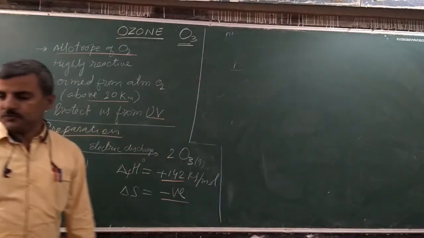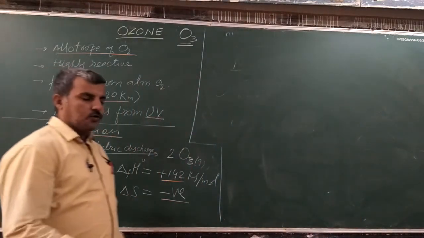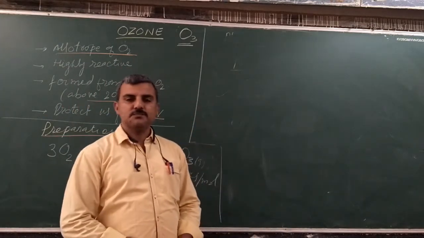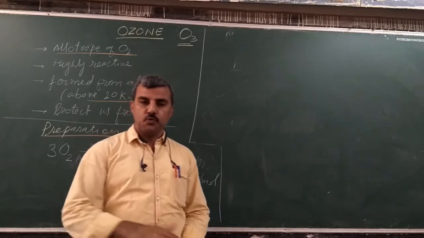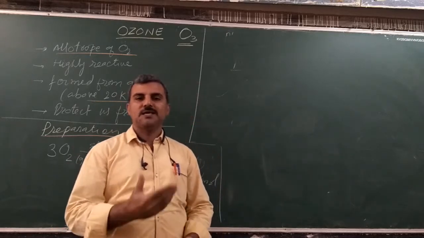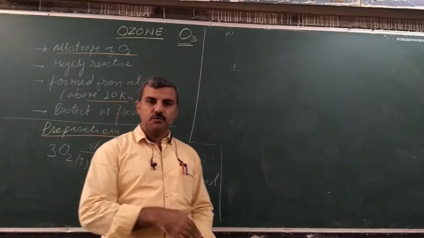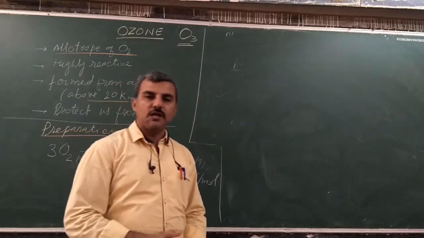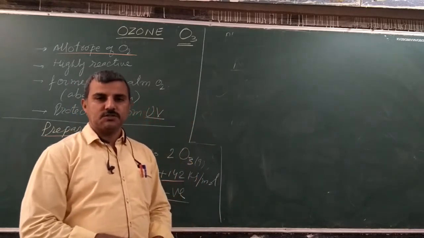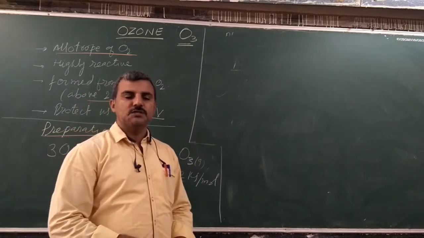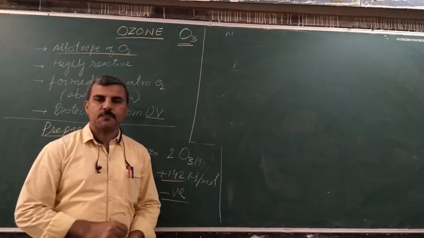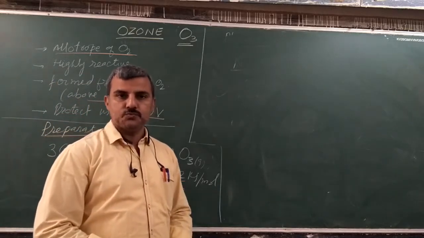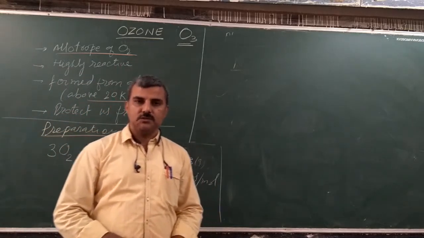Now the next point is physical properties. Physical properties of ozone. Ozone shows different colors. Pure ozone is pale blue in gaseous state, dark blue in liquid state, and violet in solid state. So ozone shows 3 different colors. Second, it is highly reactive, highly unstable.